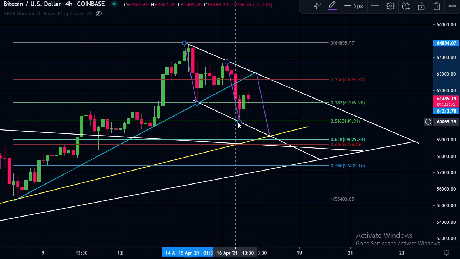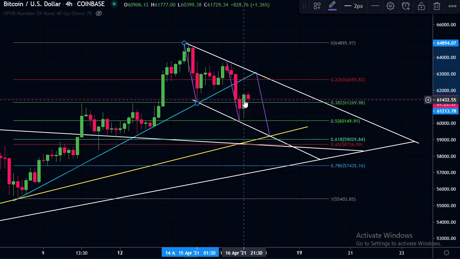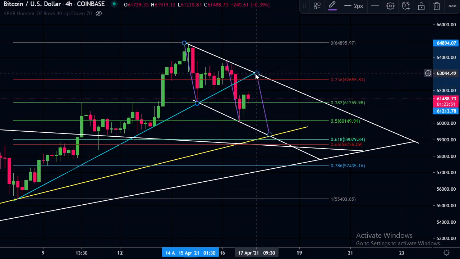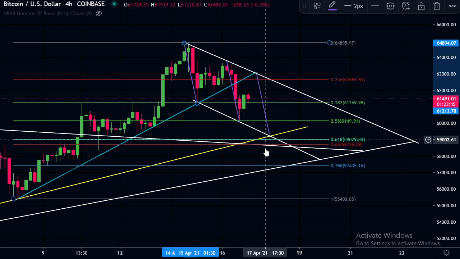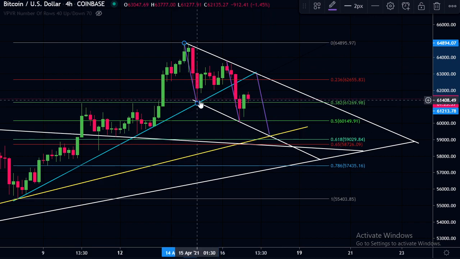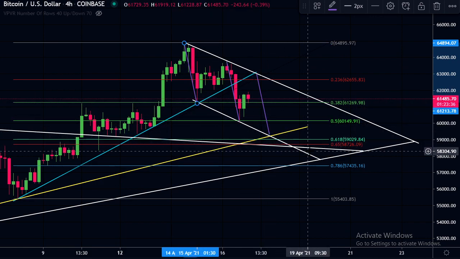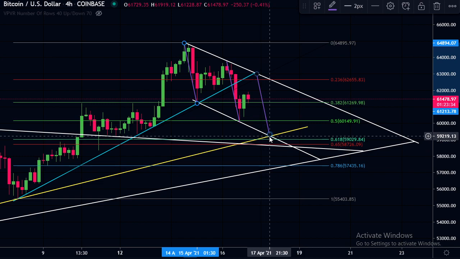I'm thinking now, maybe if this drop isn't finished, we might come all the way back up here to test the top of this trend line. If we were to get rejected, we might play out this AB equals CD pattern again here. This would also line up with this yellow trend line and this white trend line connecting the bottoms. And again, that's around 59,300.